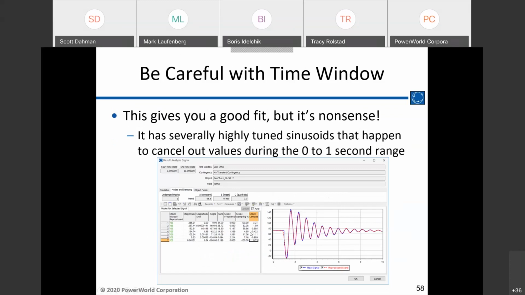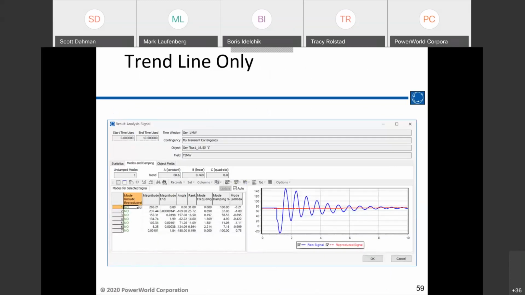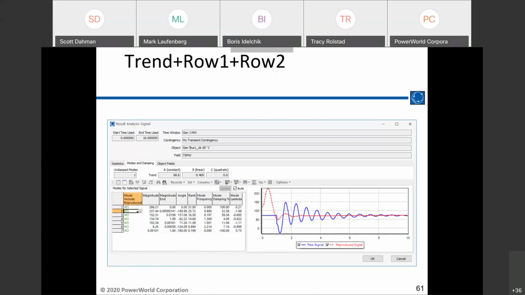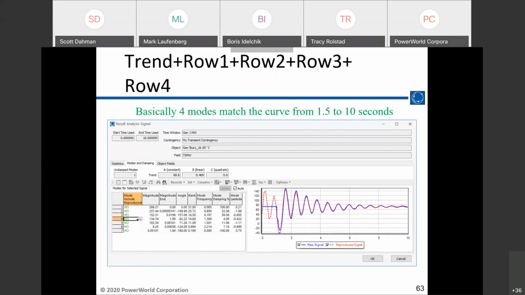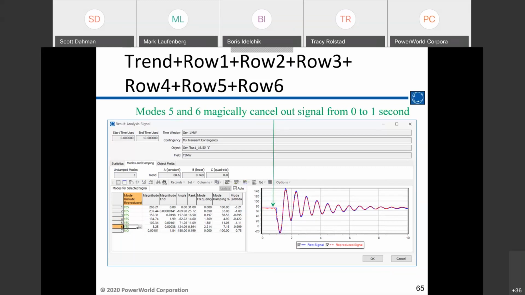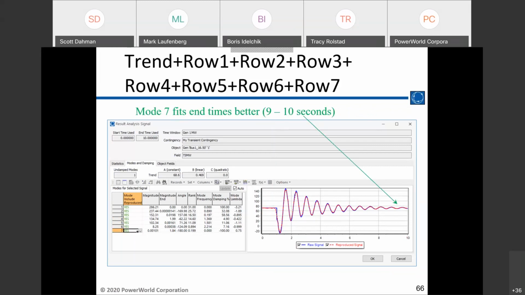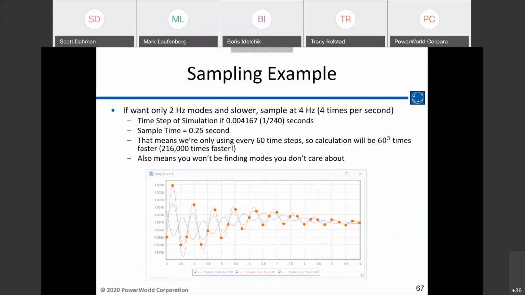But if you look through as I add the modes in, so there's the linear, there's a piece, there's another piece I'm adding in, I'm slowly adding in signals, and I've got it fit pretty well now at the end. And then it adds in a couple more modes that just sort of magically cancel out the first second of it. But those aren't real. This was bad user error here, putting this in like that. It would have been better to pick a window that started after 1 second. So choose your window wisely.